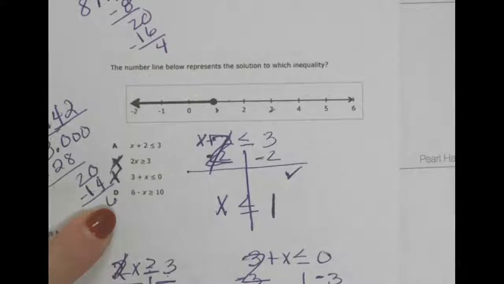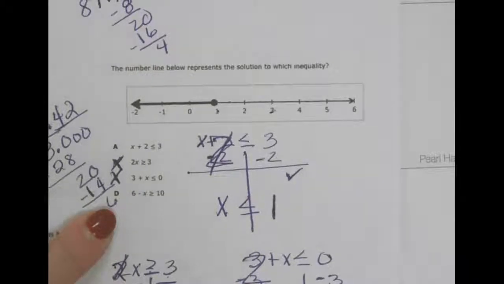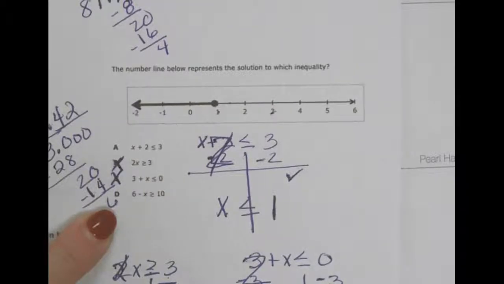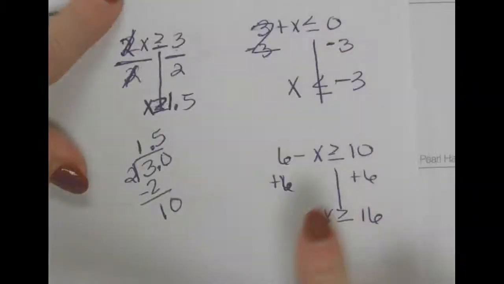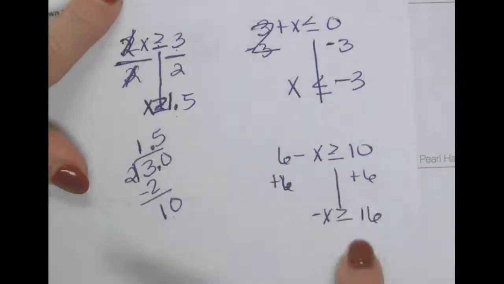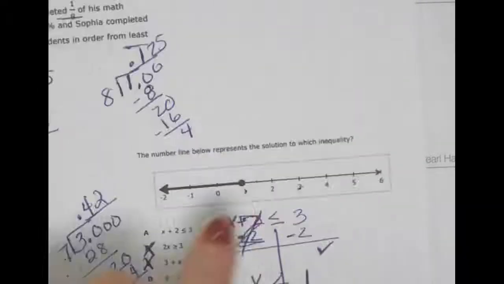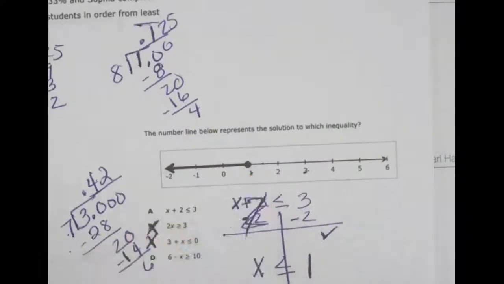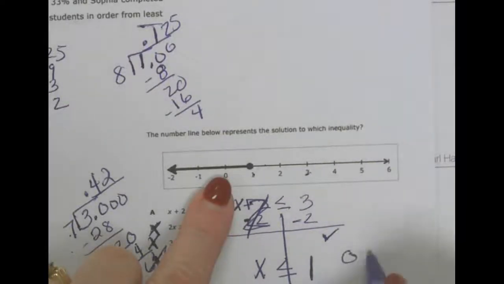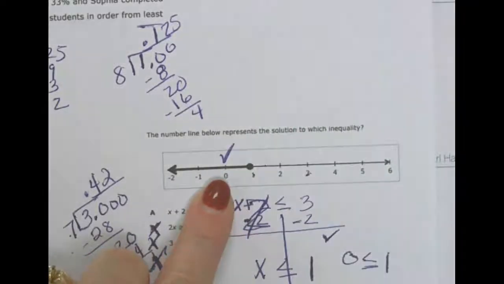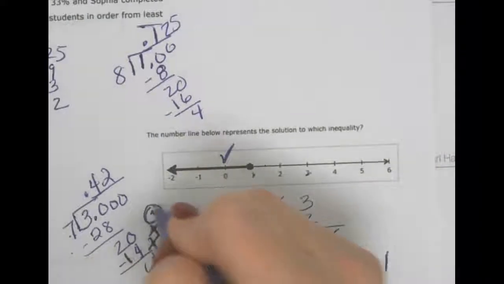6 minus x, 10. Add 6 here. Add 6 here. 16. I added 6 on both sides. 16. This is not showing 16. So this is not it. But you can check. Is 0 less than or equal to 1? Yes. So my answer is A.